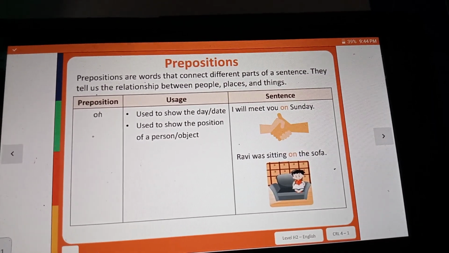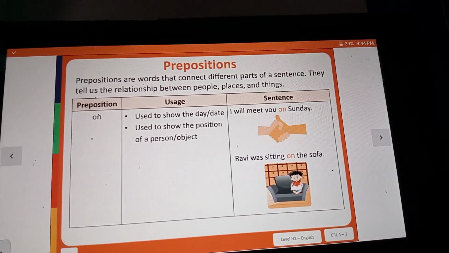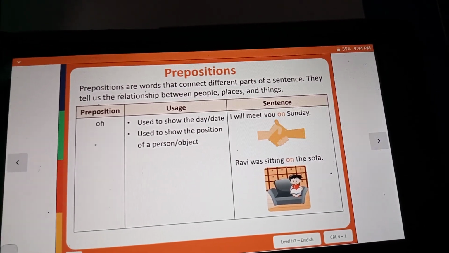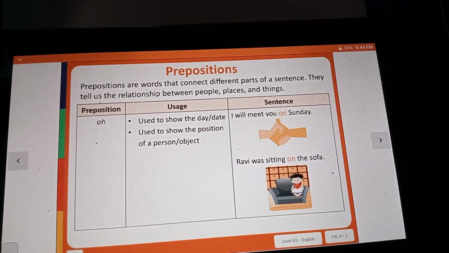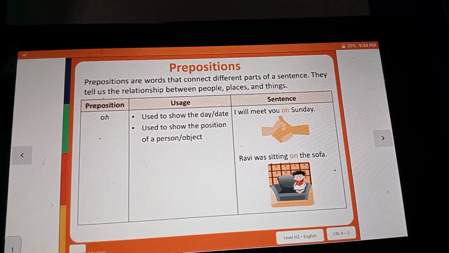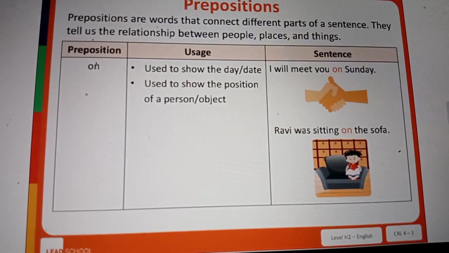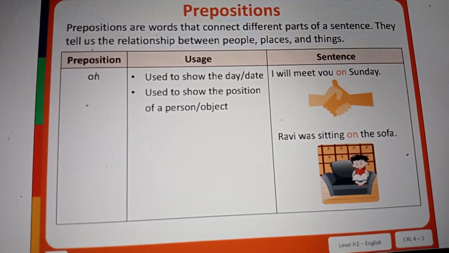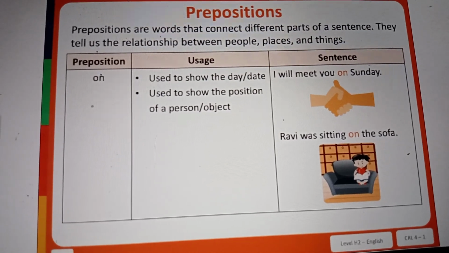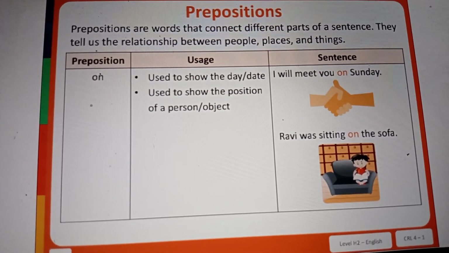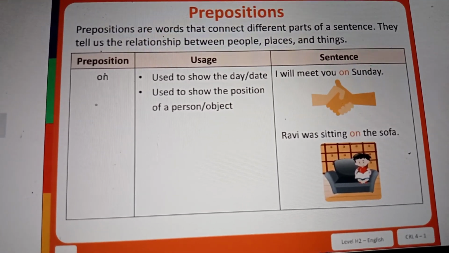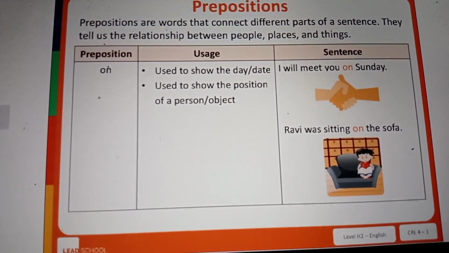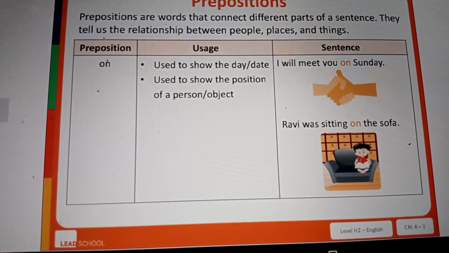See that prepositions are words that connect different parts of a sentence. They tell us the relationship between people, places and things. See the preposition on. It is used to show the day or date. Next, it is used to show the position of a person or object. See the sentences: I'll meet you on Sunday. Ravi was sitting on the sofa.